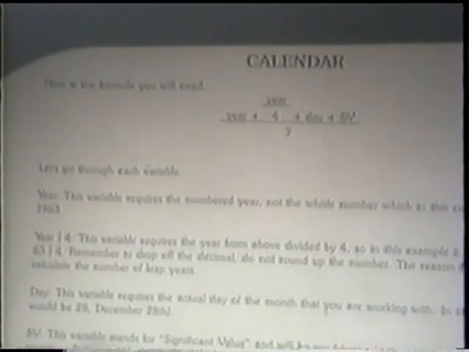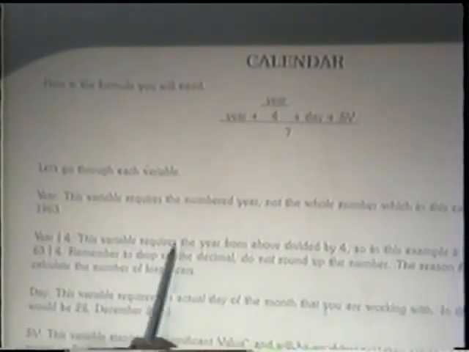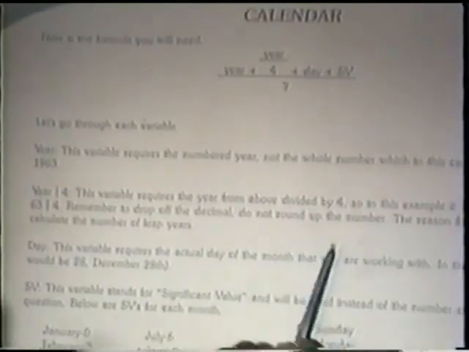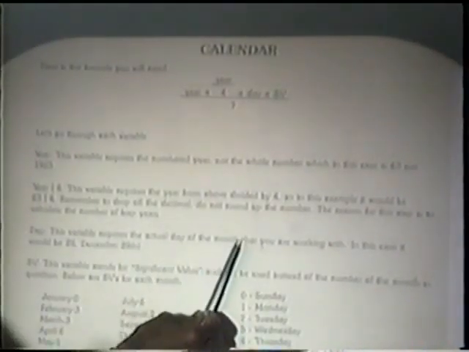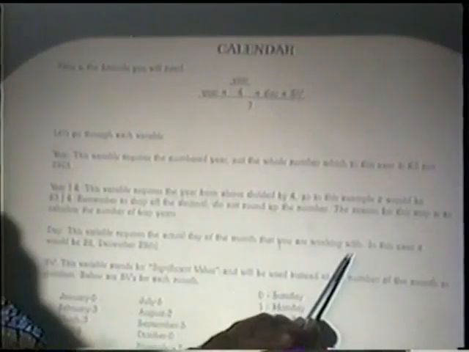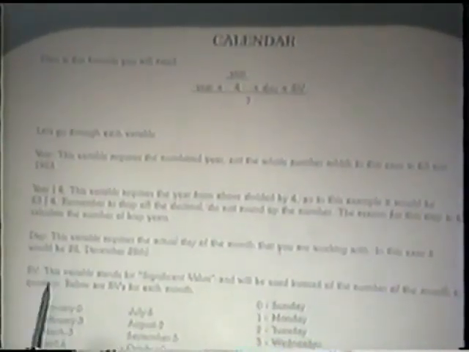Year and 4. This variable requires the year from above divided by 4. So in this example it would be 63 divided by 4. Remember to drop off the decimal. Do not round up the number. The reason for this step is to calculate the number of leap years. We've done year, right? Now we're going to do day. This is day. This variable requires the actual day of the month that you are working with. In this case, it would be 28, December the 28th.